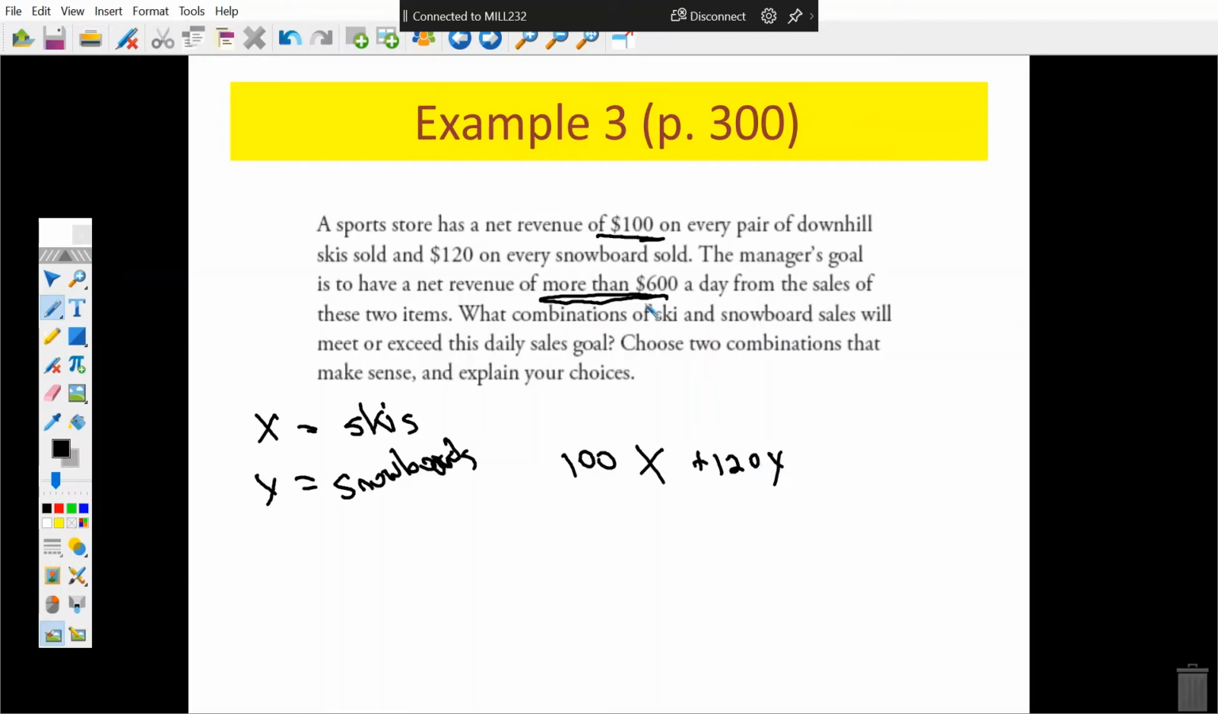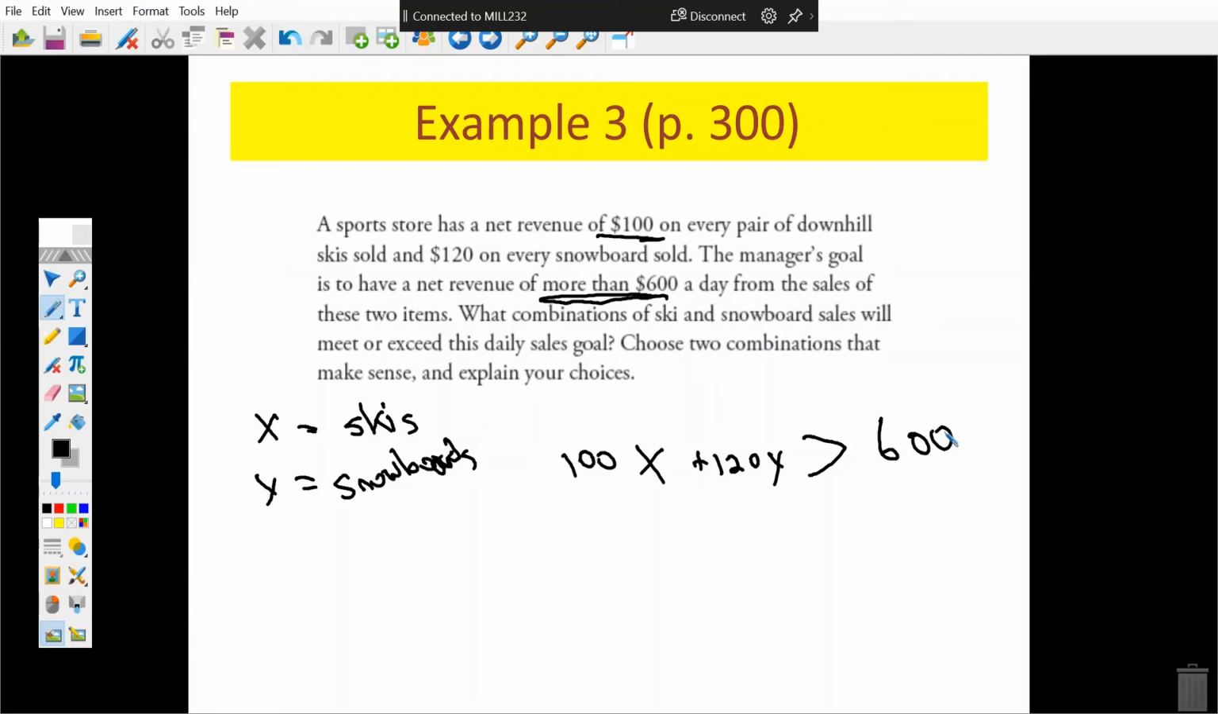The goal is to be greater than $600 a day. So greater, not equal to, right? He doesn't want greater than or equal to. He wants to make more than $600. So 100x plus 120y has to be greater than $600. Okay? So now we've got our equation.